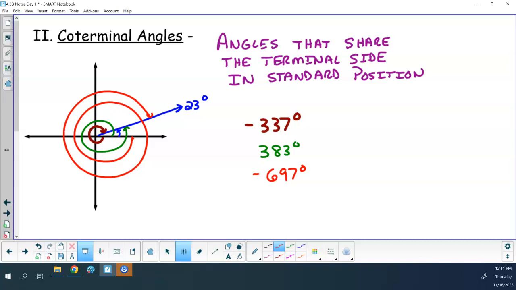It's an obviousness thing. You learned that if you go around a circle once, you're at the same spot. If you picked an angle, you're there. If you go around the whole circle, you're at the same spot. If you go around twice, you're at the same spot. Either direction. This is an obviousness thing for coterminals.